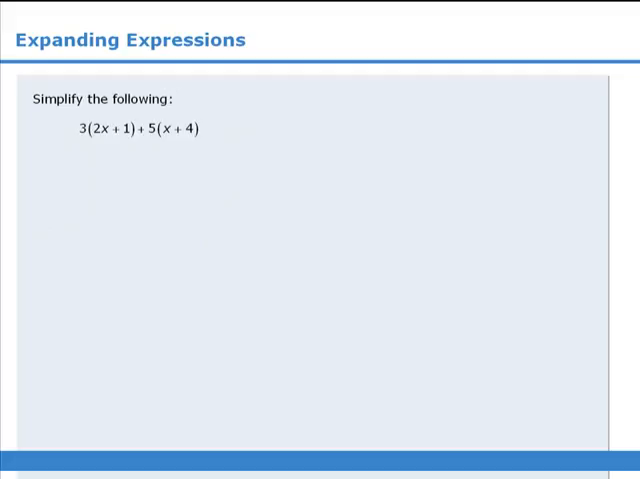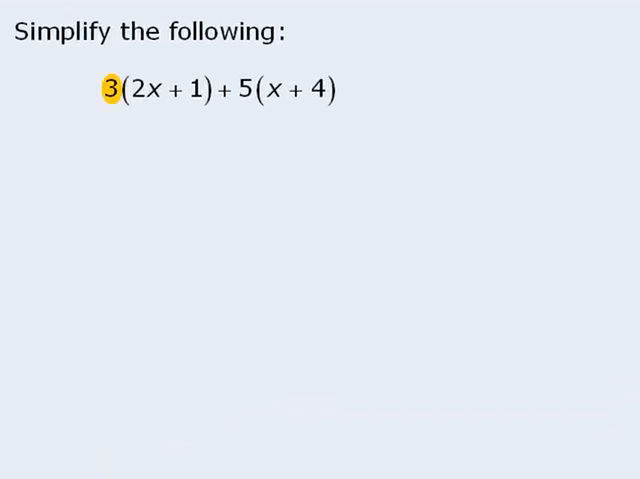Let's begin with this one. First, we'll expand the products here. So we'll multiply 3 and 2x to get 6x, and then we'll multiply 3 and positive 1 to get positive 3, or plus 3. Now we'll take positive 5 and multiply it by positive x to get positive, or plus, 5x. And finally, we'll multiply positive 5 by positive 4 to get positive, or plus, 20.